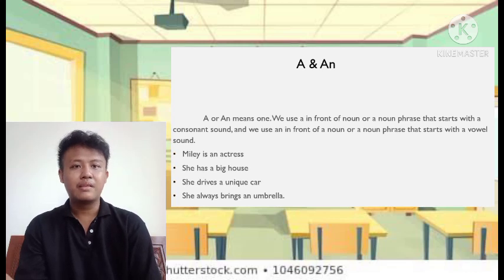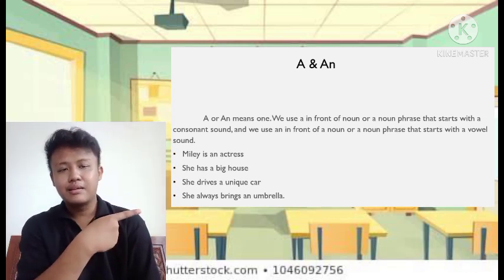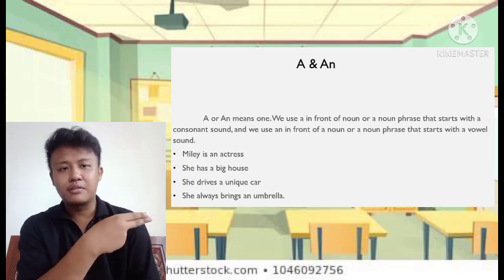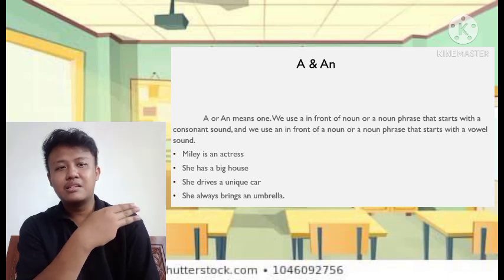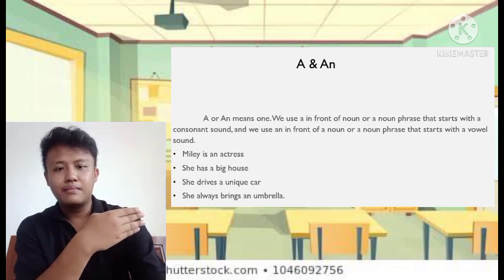For example, number one, Malay is an actress. Number two, she has a big house. Number three, she drives a unique car. And number four, she always brings an umbrella.